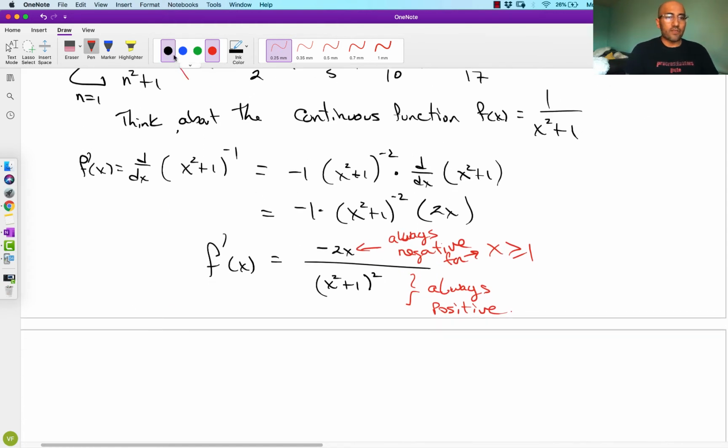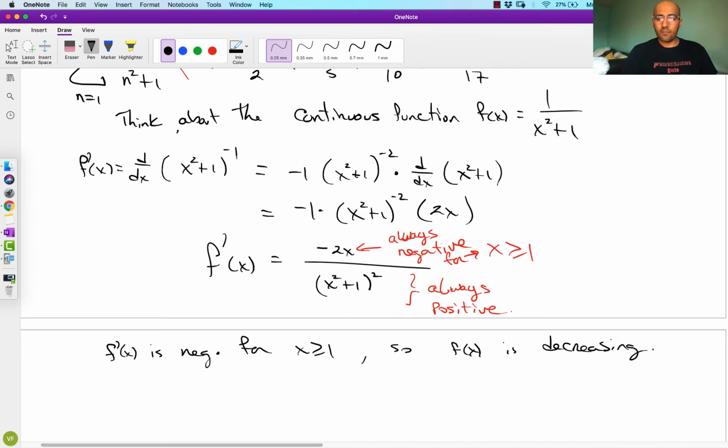So we've shown that f prime of x is negative for x being greater than or equal to 1. So f of x is decreasing on x being greater than or equal to 1. Okay, so it's continuous, it's decreasing. Now we need to find the integral for this guy.